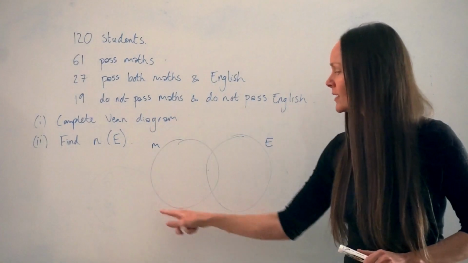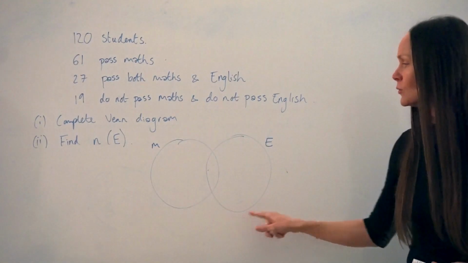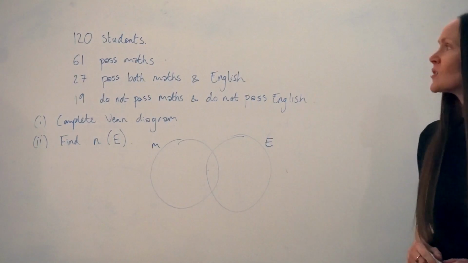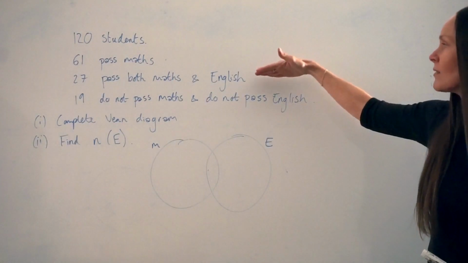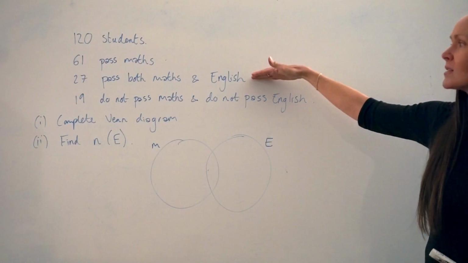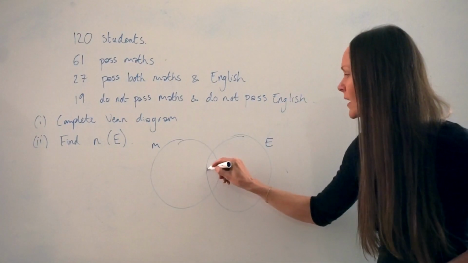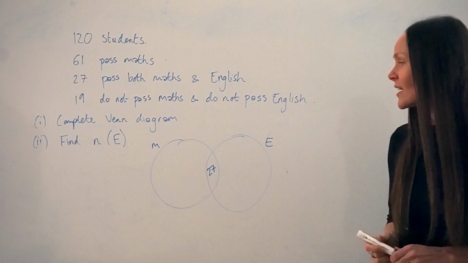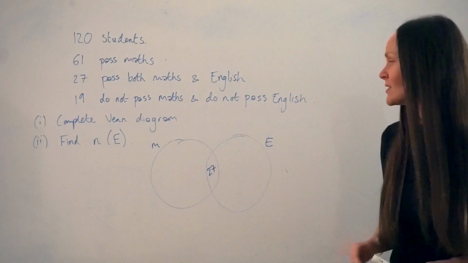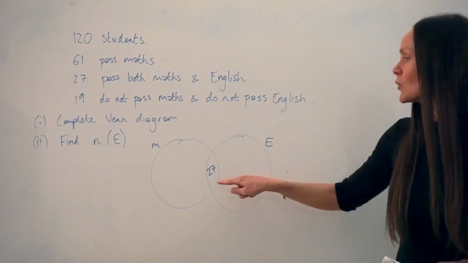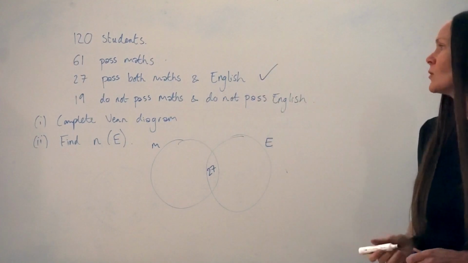So circle M is going to include all the students that pass maths, and circle E is going to include all the students that pass English, okay? So let's see what information we can put onto our diagram from up here. Okay, if we start with this part here, 27 pass both maths and English. So those 27 students are going to lie on the intersection, because the intersection lies in circle M, so all the students that pass maths, and it also lies in circle E, all the students that pass English. So the ones that pass both have to be written on the intersection. Okay, so that part we've written on.